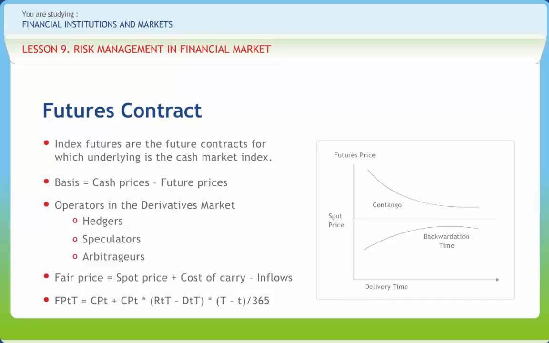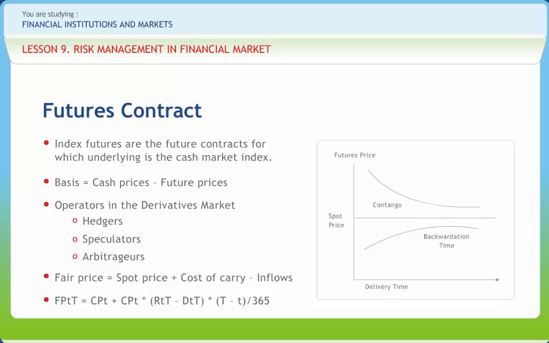If future price is greater than fair price, buy in the cash market and simultaneously sell in the future market. If futures price is less than fair price, then sell in the cash market and simultaneously buy in the futures market.